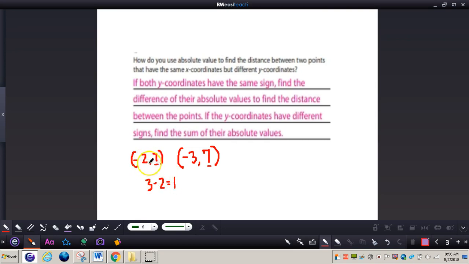Do not do 2 minus 3 because 2 is the first one you see and 3 is the second one. You still want to do 3 minus 2. That's going to give you a difference of 1, so 1 unit away. Now, if we had a +2 and a -3, just like we did with the other one, you find the sum of their absolute values. So absolute value of 2 is 2. Absolute value of 3 is 3, so you just add those two together, and that's going to give you 5 units away. So this answers our essential question right at the very beginning, and now let's take a look a little bit deeper into this concept.